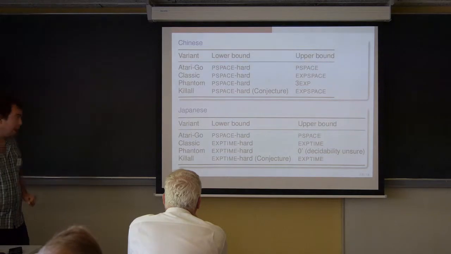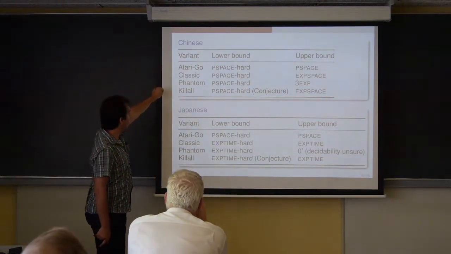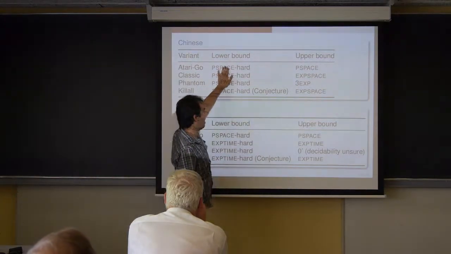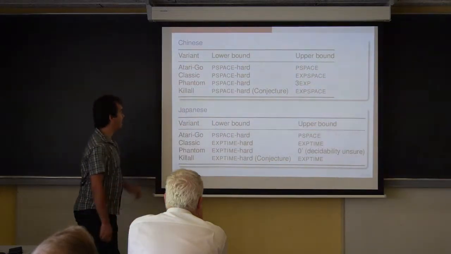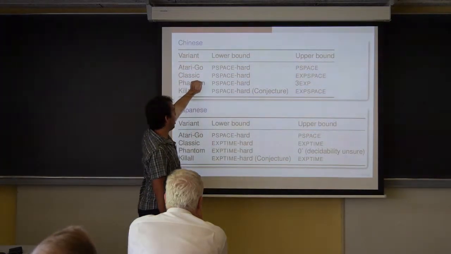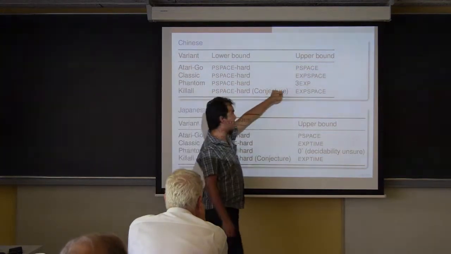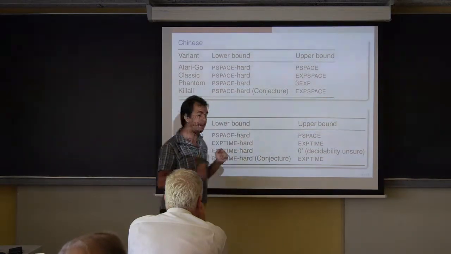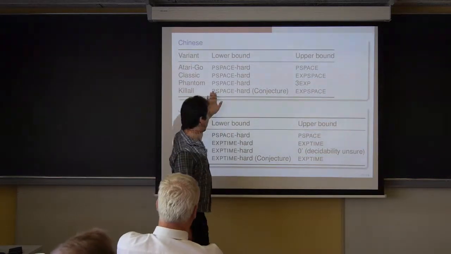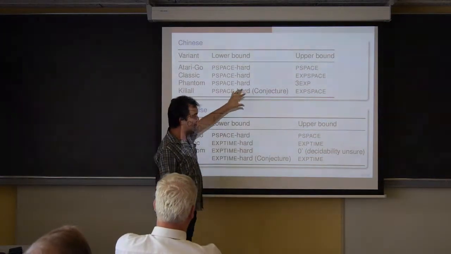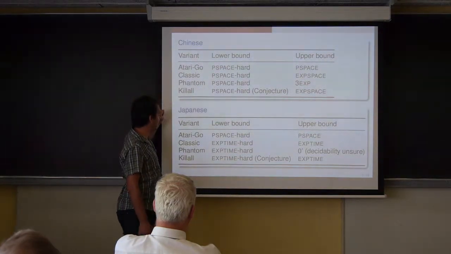So, as a summary, for Go with the Chinese rules, the problem of Atari Go is PSPACE-hard and it belongs to PSPACE. So there is no gap here, it's a PSPACE-complete problem. For classical Go, it's at least as hard as Atari Go, so it's PSPACE-hard, but you don't have a better upper bound than EXPTIME, so there's a huge gap there left to fill. Phantom Go, an even bigger gap. Kilo Go, we haven't proven it formally, but we have the proof sketch, so it's probably the same as classic.